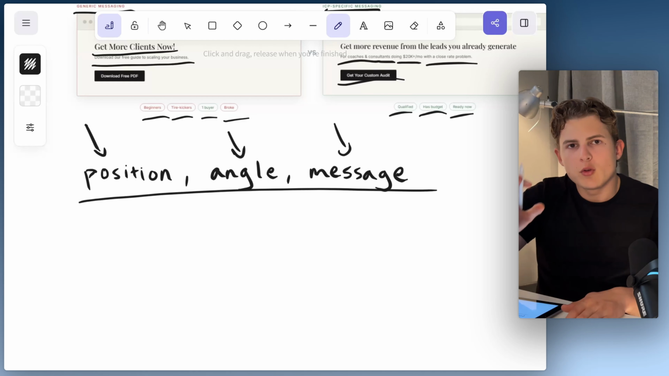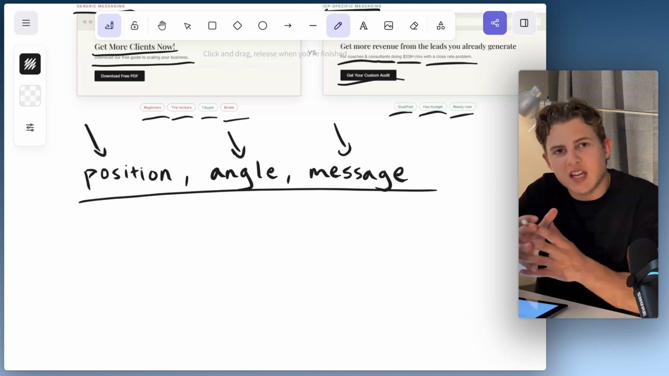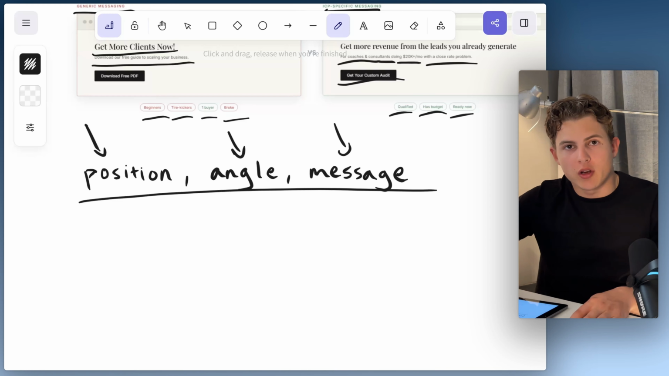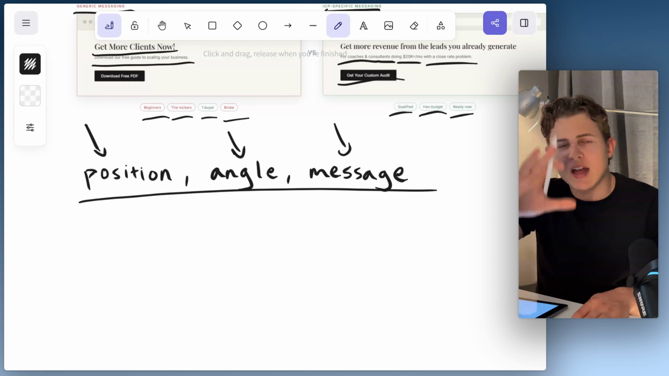And then use that. The more specific you are to their exact pain points, what they are feeling, the better this will work. The better you will attract your exact ICP. So be as specific as you can.